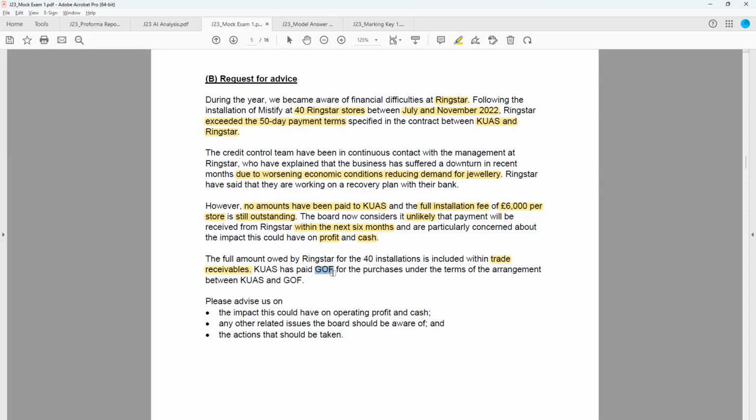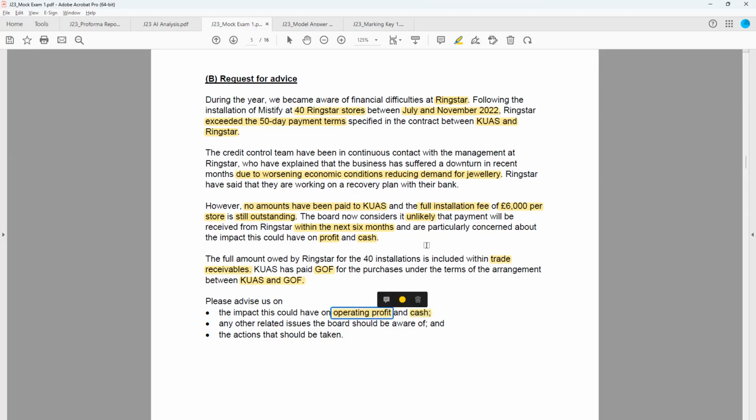So KUAS has paid Goff for the purchases under the terms of the arrangement between KUAS and Goff. So you can see that Goff has been paid under the terms of that agreement. So their percentage of the sales price is KUAS who hasn't been paid by Ringstar. So please advise us on the impact this could have on operating profit and cash.